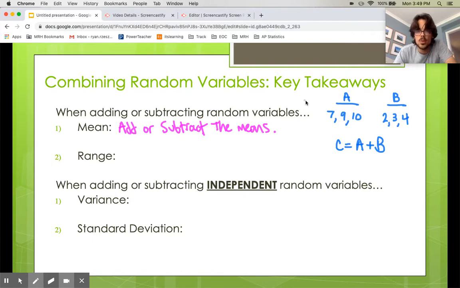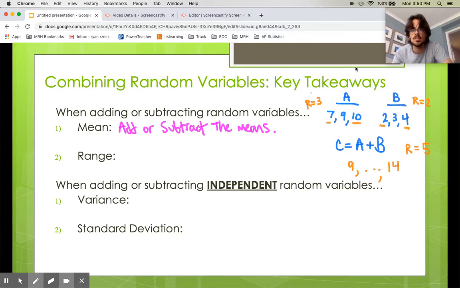Well, actually, let me find the original ranges first. The range of this guy is 3, and the range of this guy is 2. 10 minus 7, 4 minus 2. Let's look at what I can get out for C. The smallest thing that could happen for C would be 7 plus 2. So the smallest number I can get out over here is 9. I can get other things like a 10, 7 plus 3, but I'm not going to worry about those. I'm going to go to the biggest possibility, which is 10 plus 4, or 14. So the range for this new variable C is going to be 5, 14 minus 9.